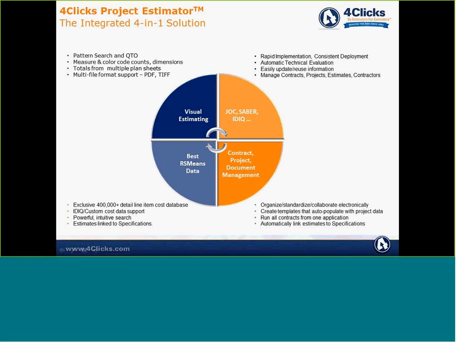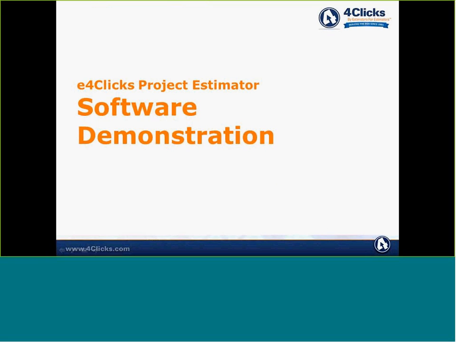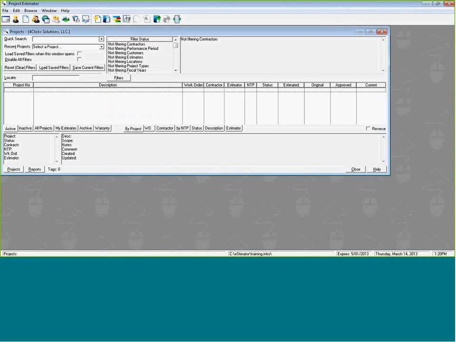We also provide the best representation of RSMeans cost data in the industry. This is complete with 400,000 detailed line items. I'll show you exactly what this enhancement does in our program in just a few minutes. What I would best show you how Project Estimator works is to bring it to you live and create a simple project.